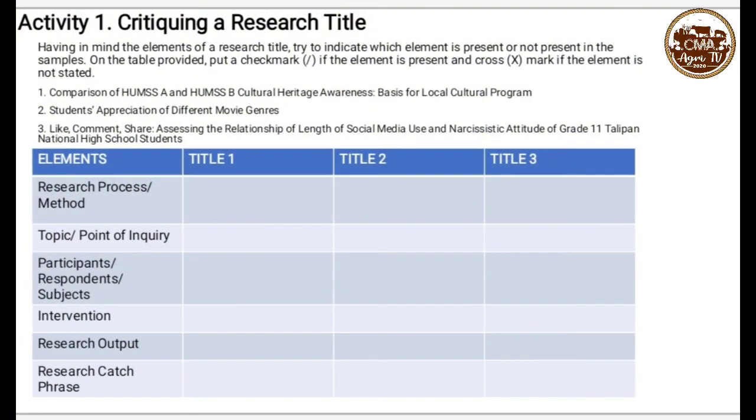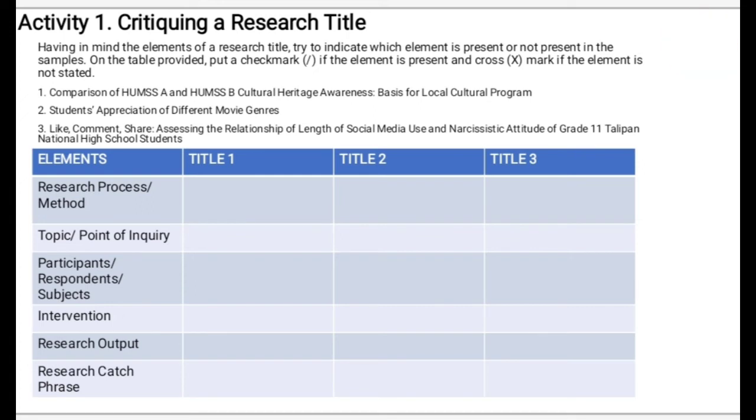Congratulations everyone! We can now have our activity number 1, critiquing a research title. So, applying your understanding or applying your knowledge about the discussions done, let us have now this activity. So we have here title number 1, title number 2, and title number 3. So we also have here the elements. You are going to write in this table.